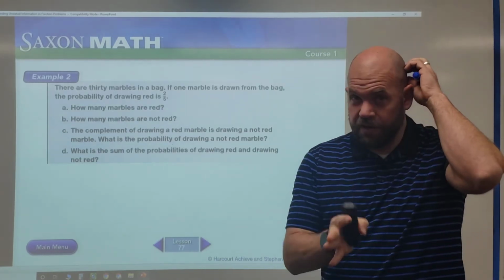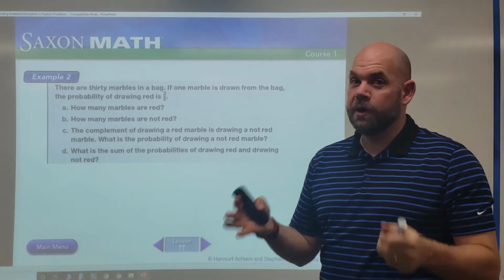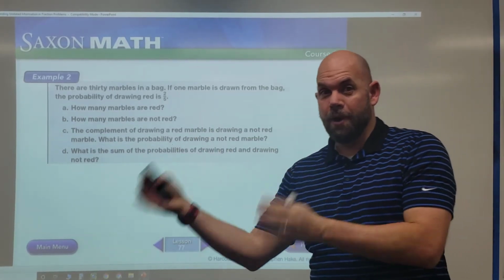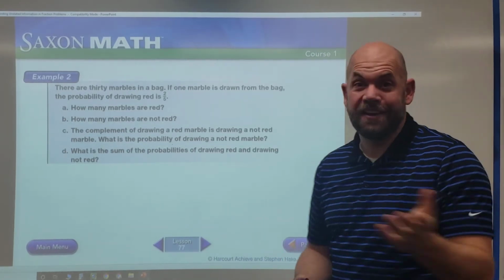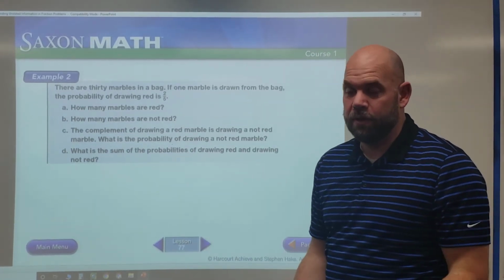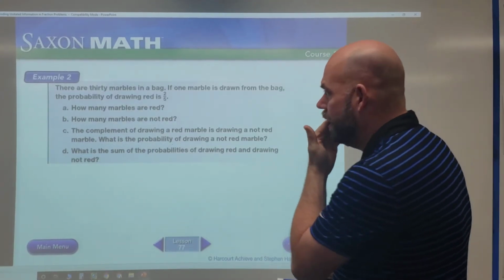All right, let's try another example. This time we'll do it with marbles, because we know in the real world, all we care about is class size and marbles, right? For whatever reason, that's where we get a lot of our examples. Oh, and dice. We really care about rolling, but they're not called dice, they're called number cubes. So that's what we care about.